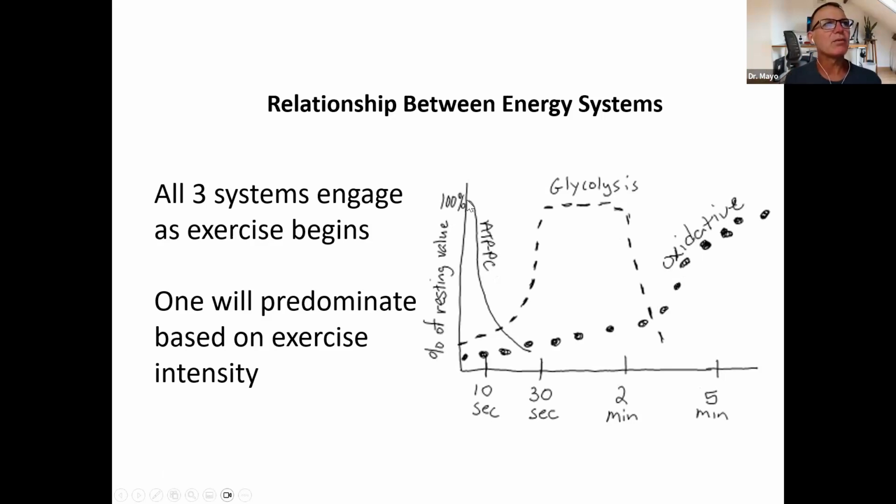See, if I said, okay, I want you to sprint all out for 100 meters, because the intensity is so high, you would never make it to glycolysis. You would never make it to the oxidative system. Does that make sense?